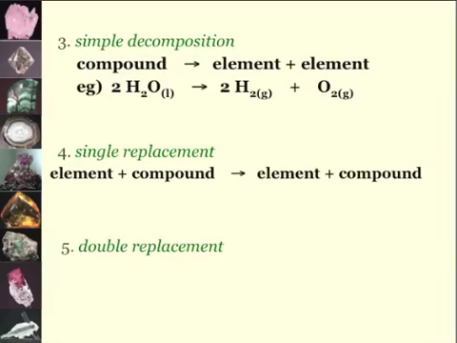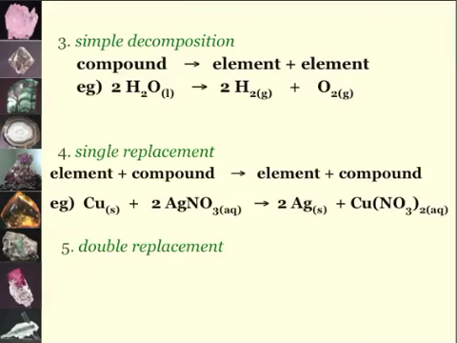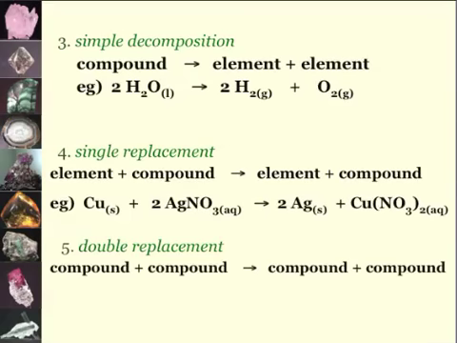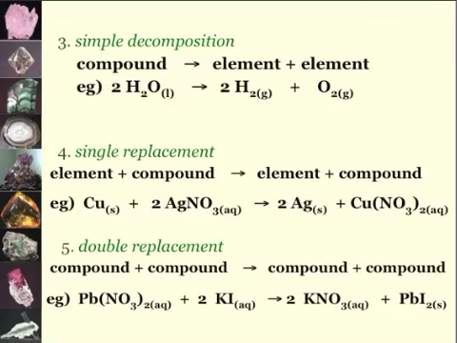Okay? A single replacement is where you have one element and a compound that turn into a second element and a compound. So for example here we have copper all by itself, okay? And then in our products we have our other metal there all by itself, okay? So this is where again you have an element and a compound that turn into another element and a compound. A double replacement is where two compounds form two different compounds. So we have this lovely example there.